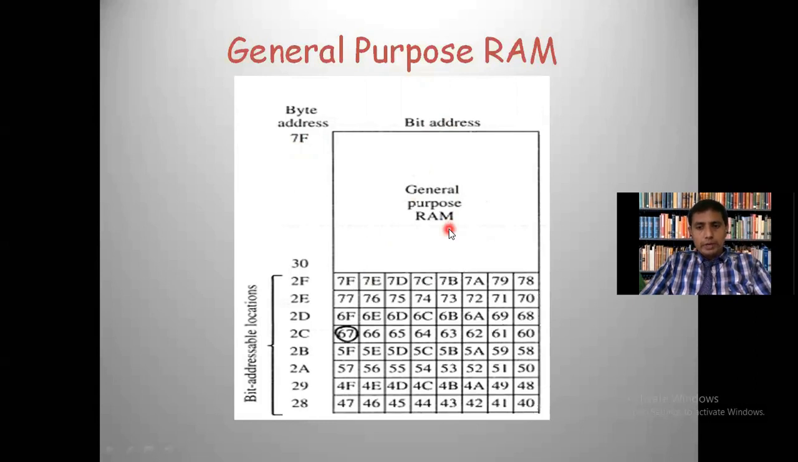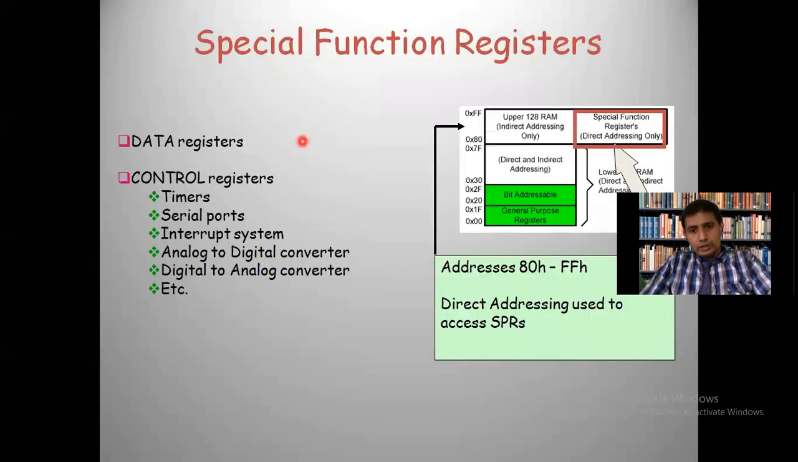So like that, 128 bytes are divided into general purpose RAM area, bit addressable area, and general purpose registers area. Now after 7F, there is what is called the upper 128 bytes of RAM. Let us see what that is. That is actually the inactive portion.